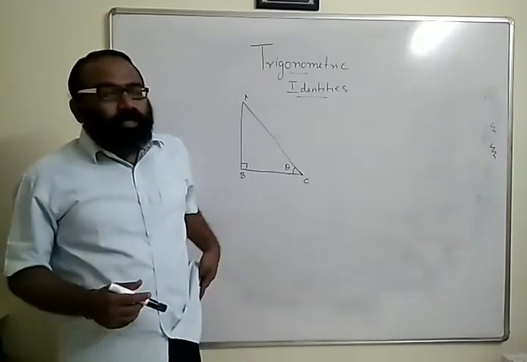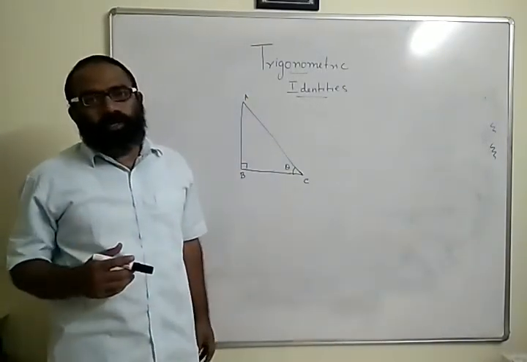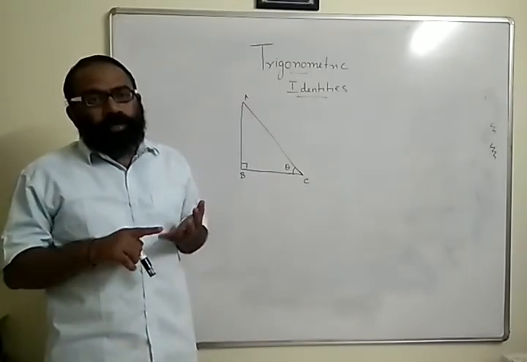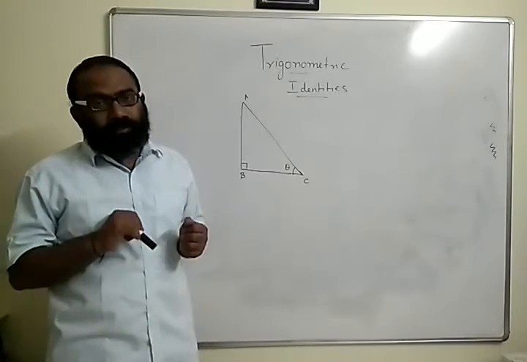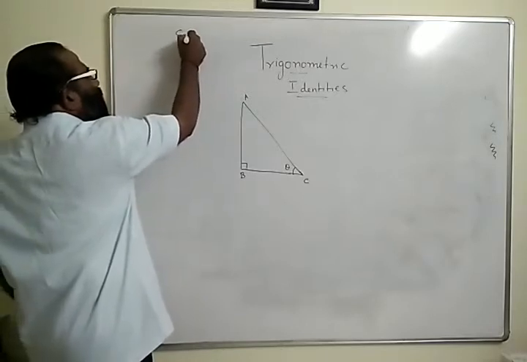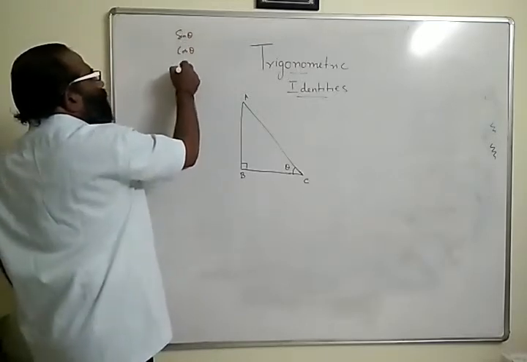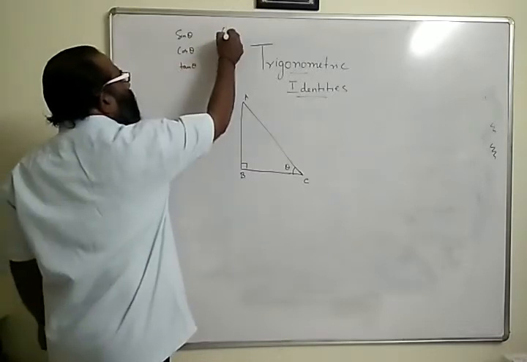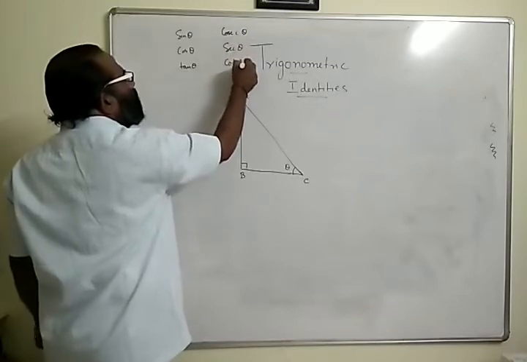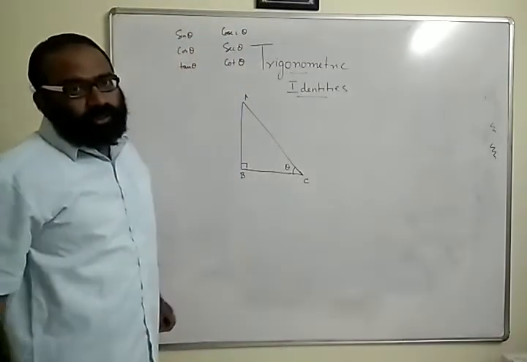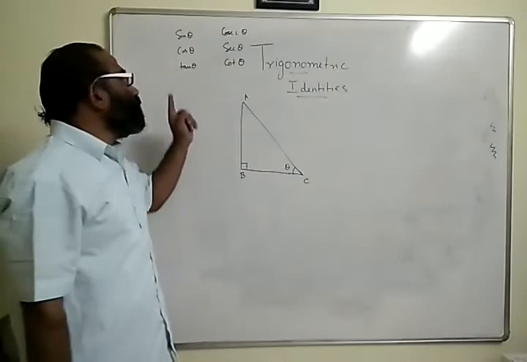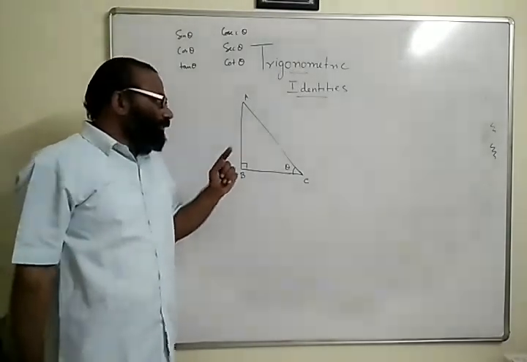Hi. In this session, let us look at trigonometric identities. We have already looked at trigonometric ratios and also ratios of complementary angles. So trigonometric ratios, as you all know, are sin theta, cos theta, tan theta, cosecant theta, secant theta and cot theta. And sin theta is opposite by hypotenuse, cos is adjacent by hypotenuse, tan is opposite by adjacent.